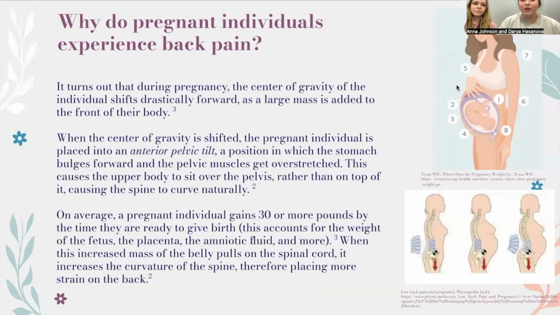And on average, an individual gains roughly 30 or more pounds by the time they're ready to give birth. And this accounts for things such as the size of the fetus, the placenta, the amniotic fluid, breast size, and more. And when this increased mass of the belly pulls on the spinal cord, it also contributes to that increased curvature of the spine, which in turn places more strain on the back. And we can see the images on the right where the spine becomes more curved over time as more strain is put on it by the belly.